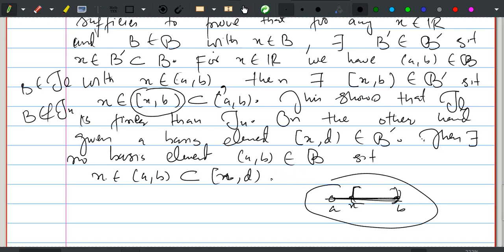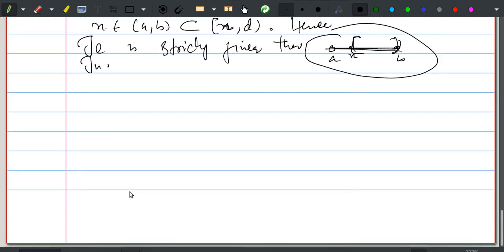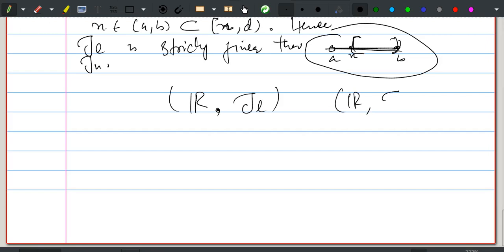So this proves that hence TL is strictly finer than TU. Now there is this question that now we have two topologies on R. So we have R equipped with the lower limit topology, and we have the same set R equipped with the usual topology. Now a basis element, I mean an open set here, will look like an interval (a, b), or sometimes an open set in R will look like the union of open intervals. Now since this is contained there, that means every open set in TU is also open set in TL.